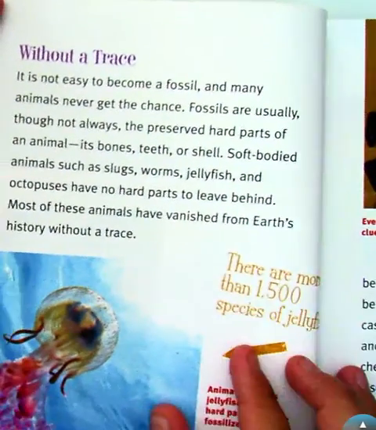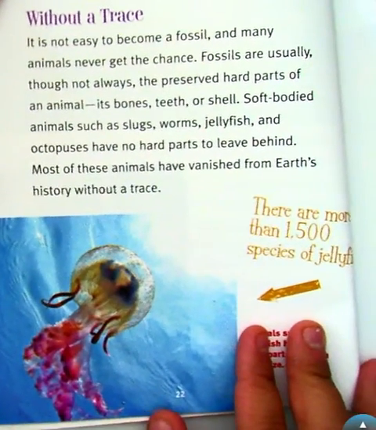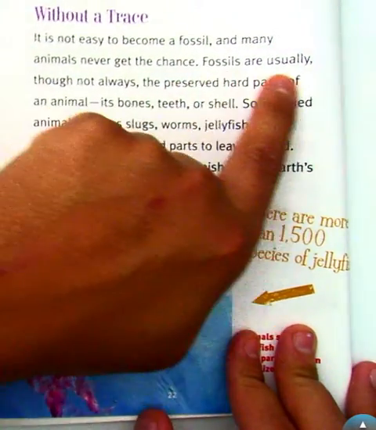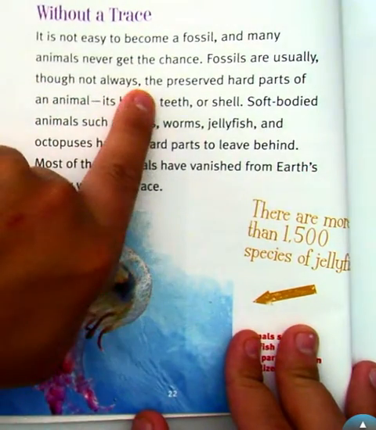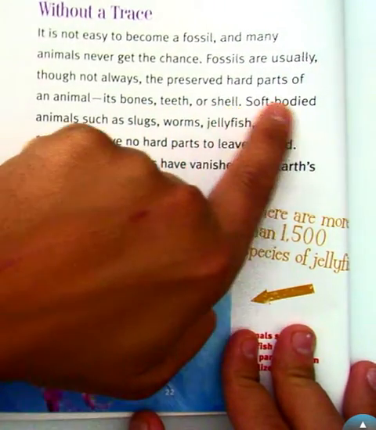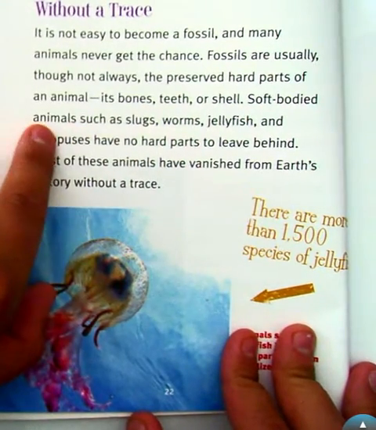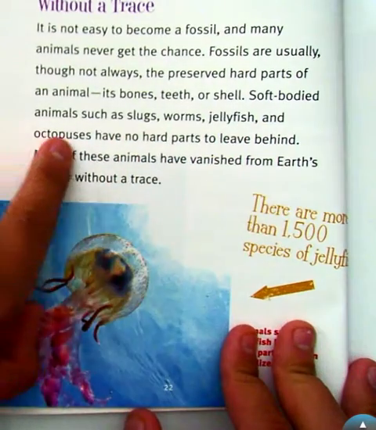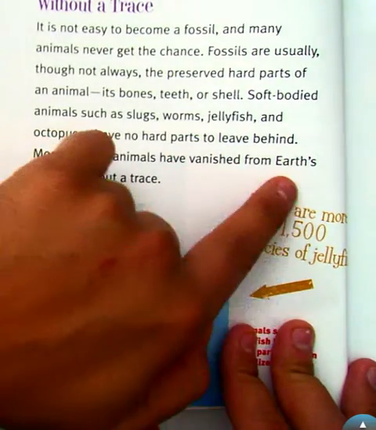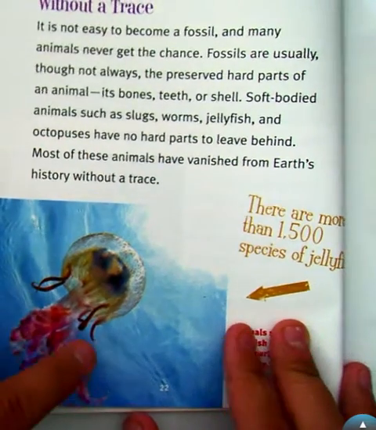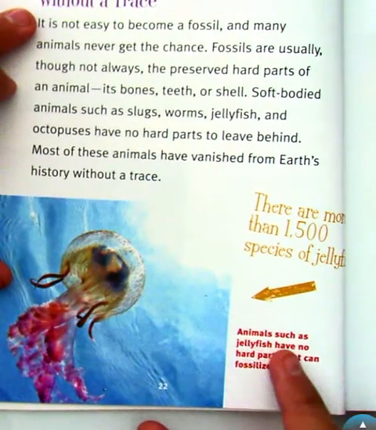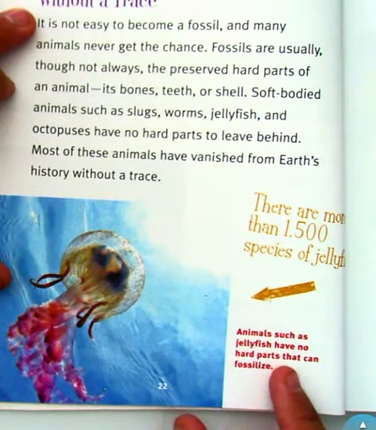Without a trace. It's not easy to become a fossil, and many animals never get the chance. Fossils are usually, though not always, the preserved hard parts of an animal, its bones, teeth, or shell. Soft-bodied animals such as slugs, worms, jellyfish, and octopuses have no hard parts to leave behind. Most of these animals have vanished from Earth's history without a trace. There are more than 1,500 species of jellyfish. Animals such as the jellyfish have no hard parts that can fossilize.